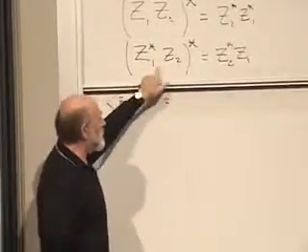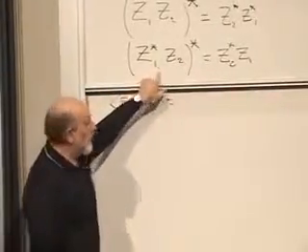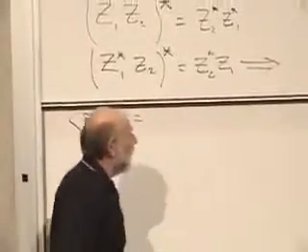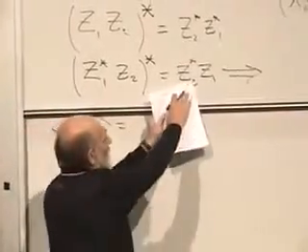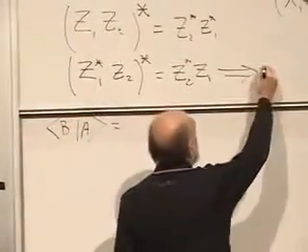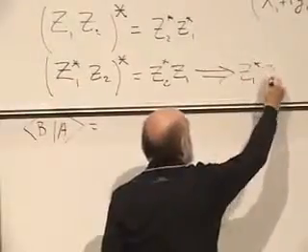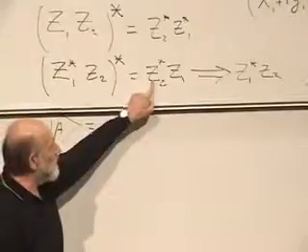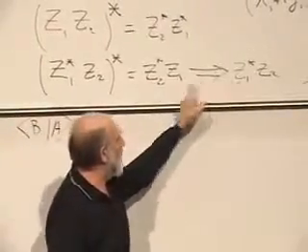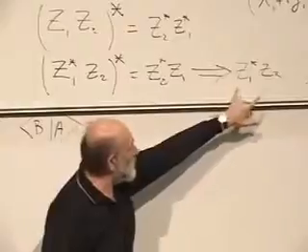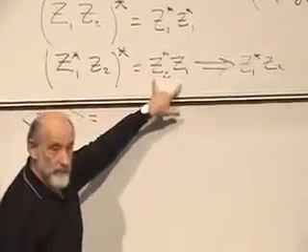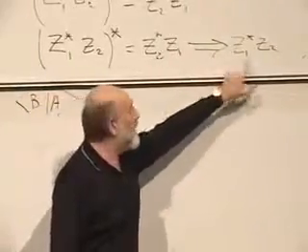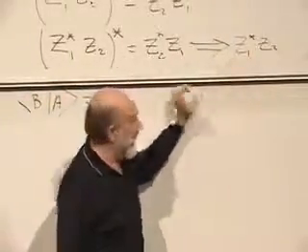If we interchange Z1 and Z2, let's do it right here. This is the interchange operation. The interchange operation will turn this into Z1 star Z2. Just interchanging 1 and 2 will replace Z2 by Z1 and Z1 by Z2. But this is just the complex conjugate of this. So interchanging the 1 and 2, or the bras and the kets, does nothing but complex conjugate.